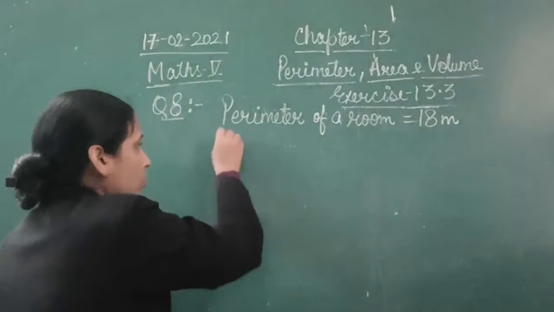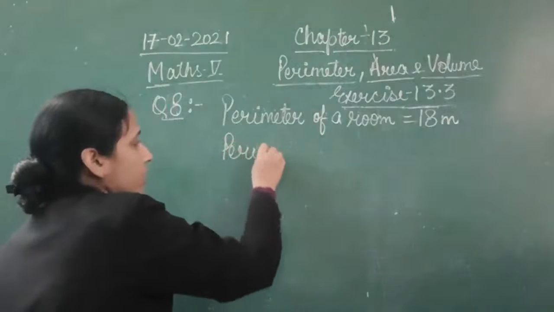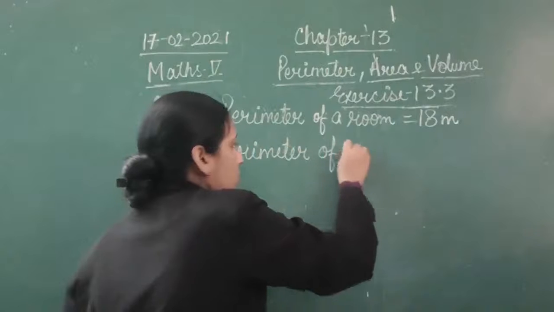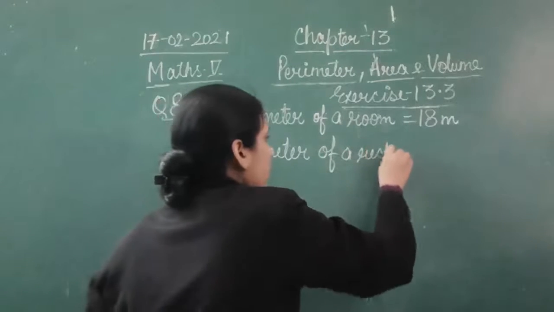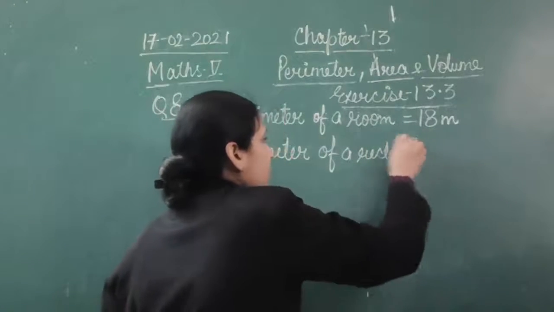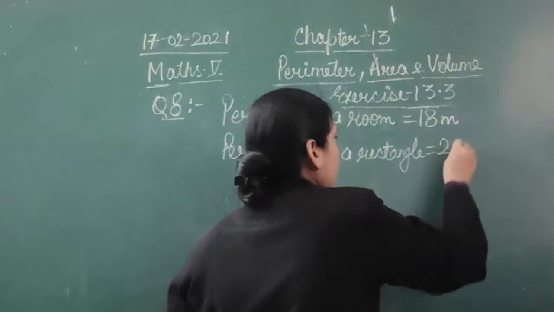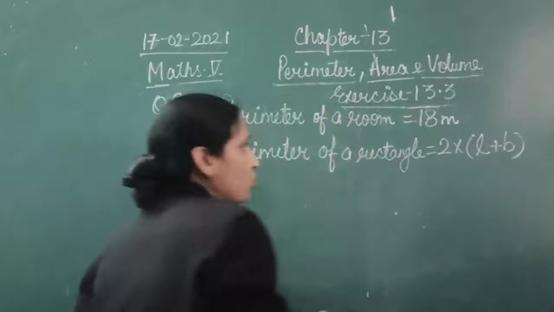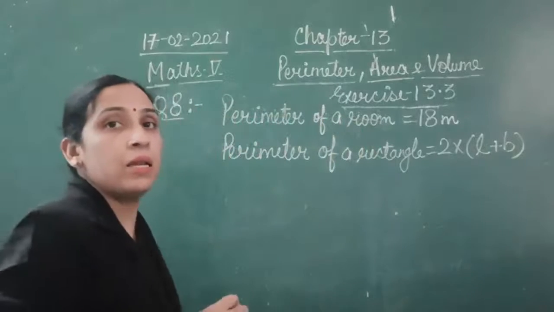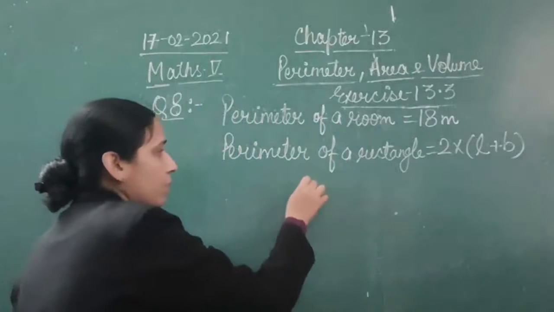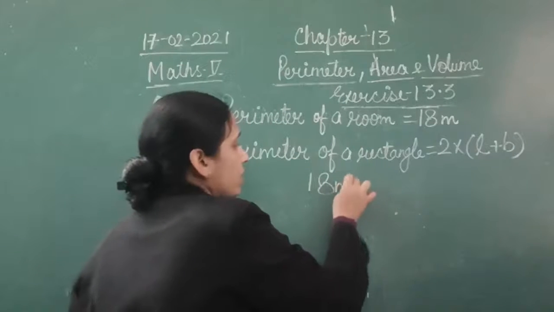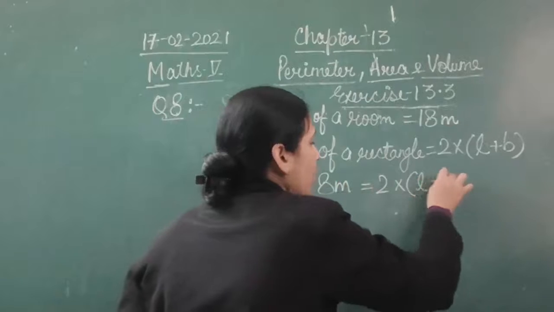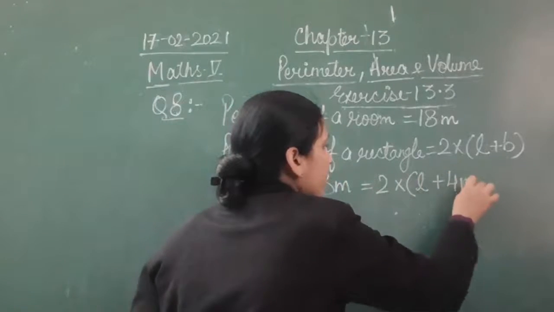Now what is the formula for perimeter of a rectangle? Perimeter of a rectangle will be 2 multiplied by L plus B. Now perimeter is given, that is 18 meter. This 2 will be multiplied by L. Now breadth is 4 meter.